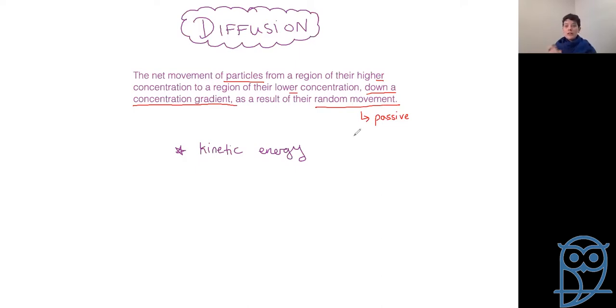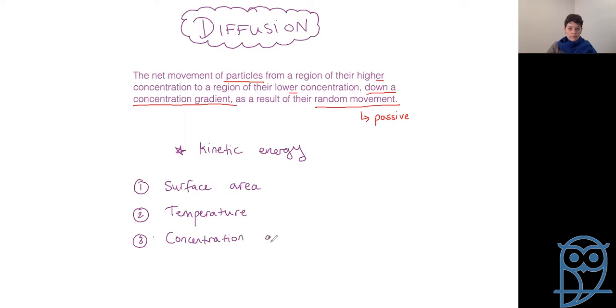What is important when we think about diffusion is what can affect diffusion. What makes diffusion happen faster? What makes it happen slower? There are 4 things that we need to consider. When we're considering speed of diffusion, we need to consider surface area, temperature, concentration gradient, and distance.